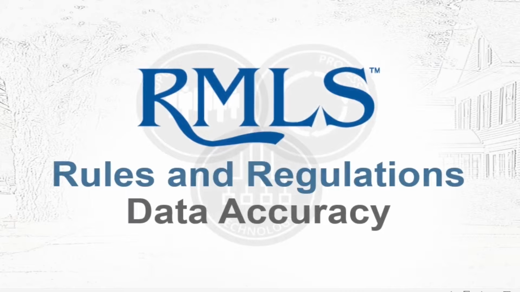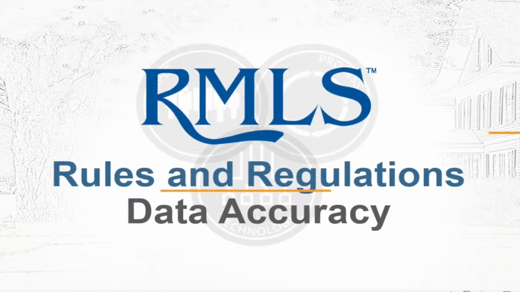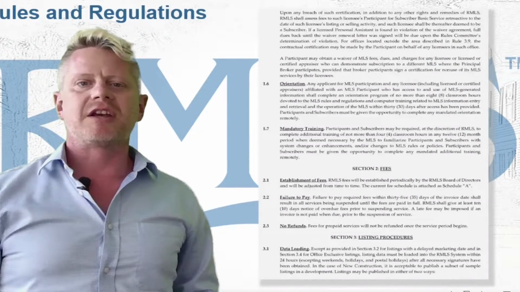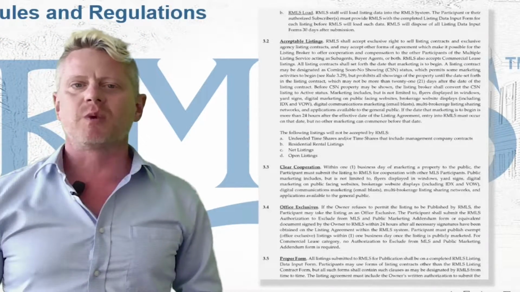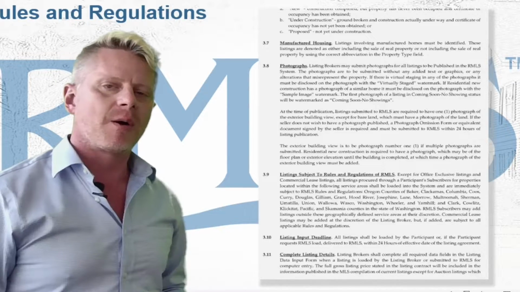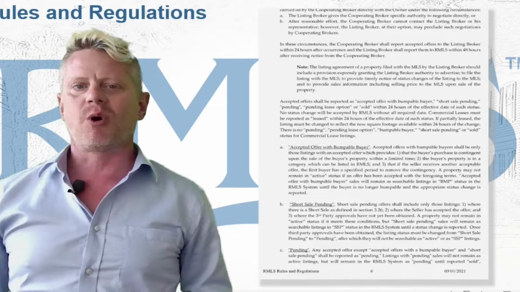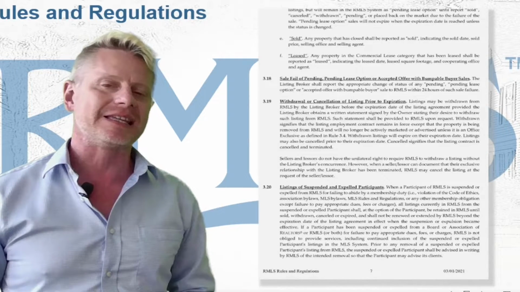Let's begin our review of the rules and regulations and how they help us assure our data accuracy. The rules and regulation document can be found on RMLS Web, and when we give our tour of RMLS Web, I'll show you where to find it. I'll also demonstrate how to use the Control F function to search this lengthy document.